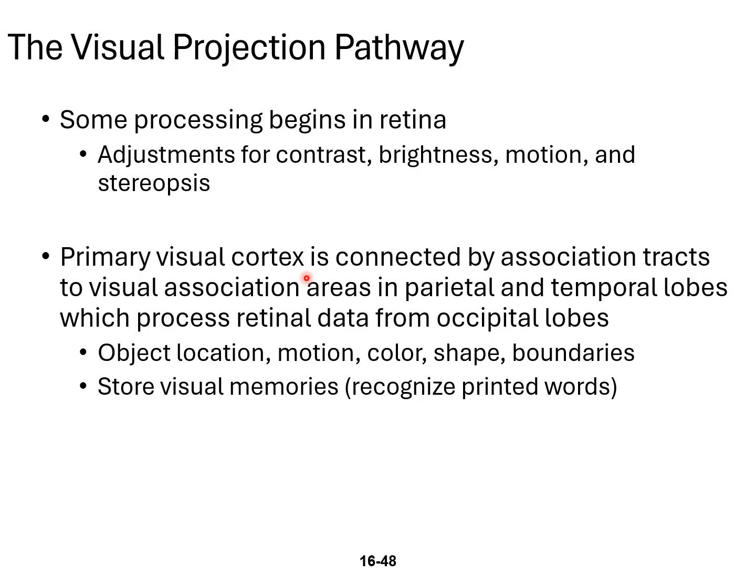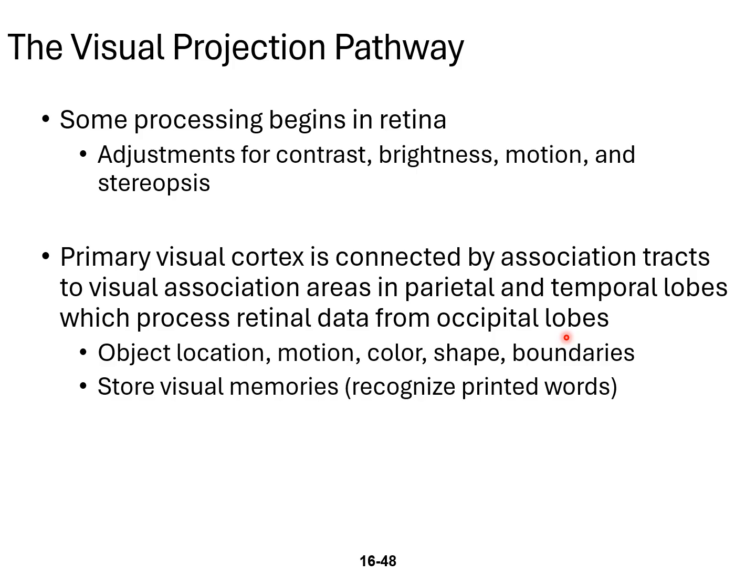But the primary visual cortex in the occipital lobe is connected by the association tracts to the visual association areas in the parietal and temporal lobes, which process retinal data from occipital lobes. All this means that all the way in the back of the occipital lobes, that's called your primary visual cortex. Then you have a secondary visual cortex, which is in the parietal and temporal lobes, right in that area, that actually starts to process what's happening in the occipital lobes. So here you can see, where is that object in space?